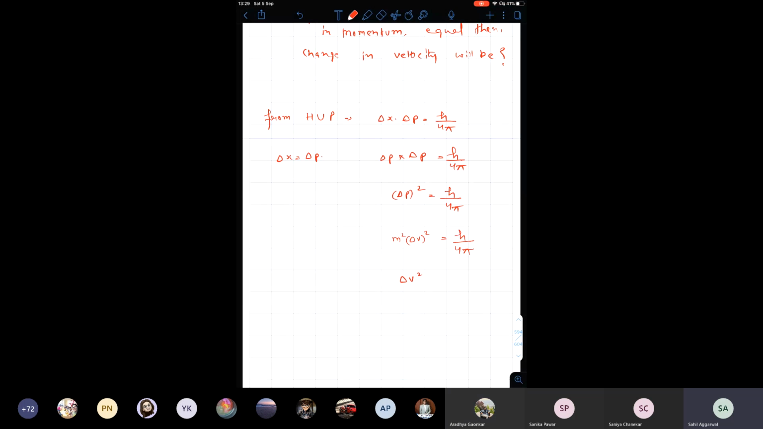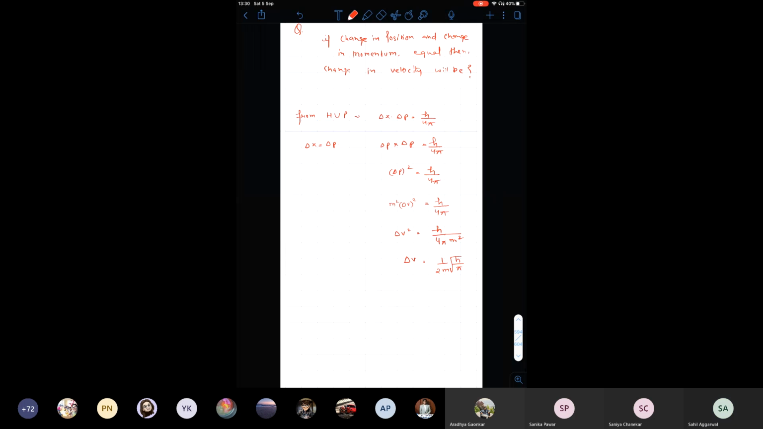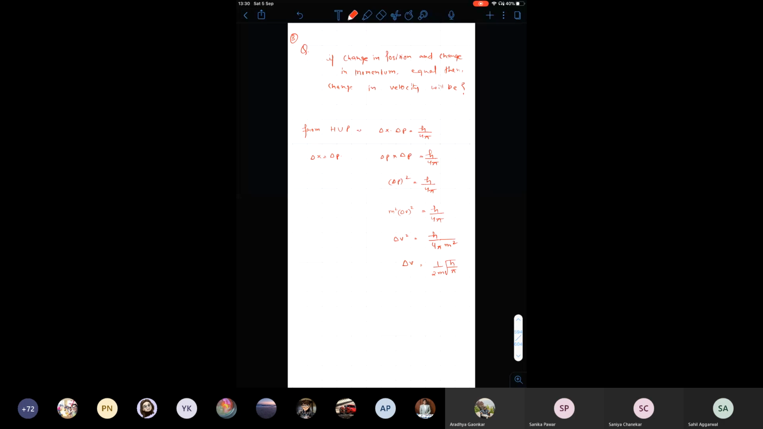So delta v square is equal to h upon 4 pi m square. So delta v is equal to 1 upon 2m root of h upon pi. Understood?